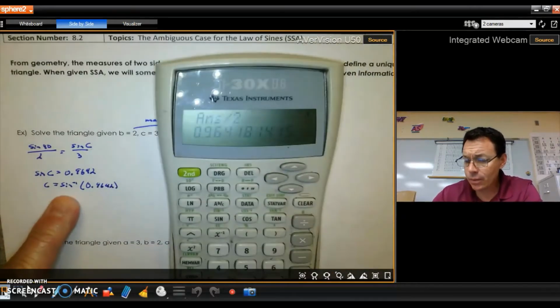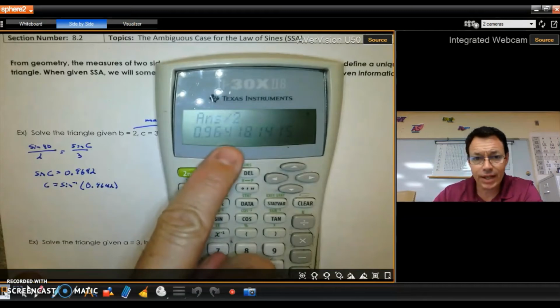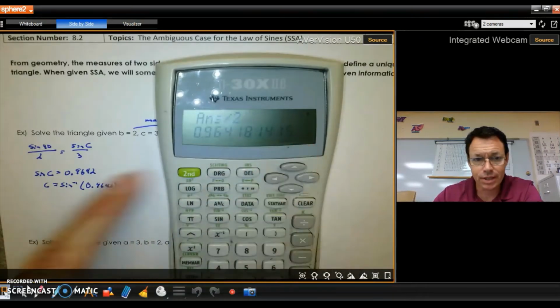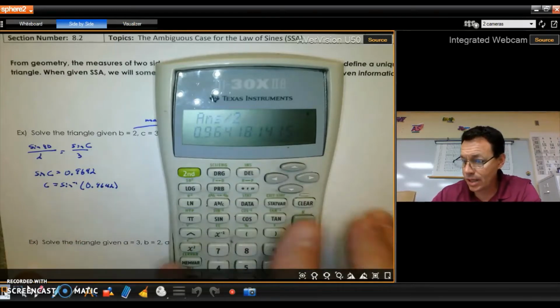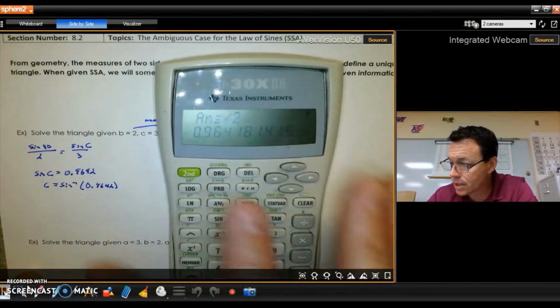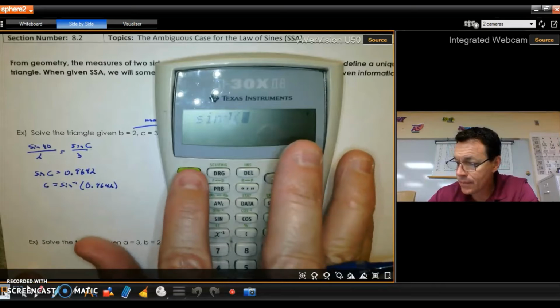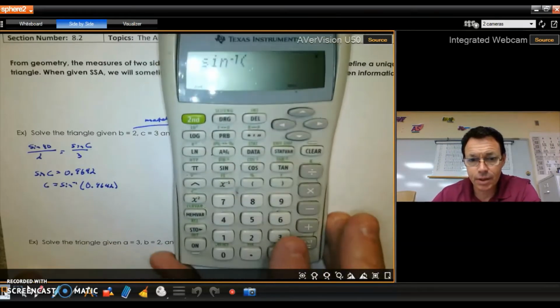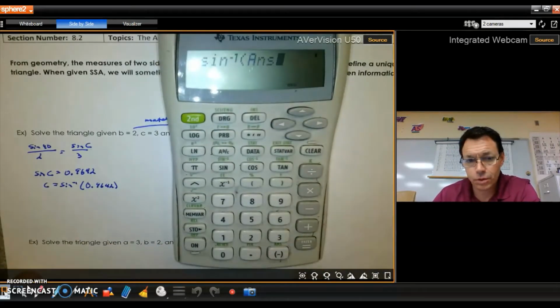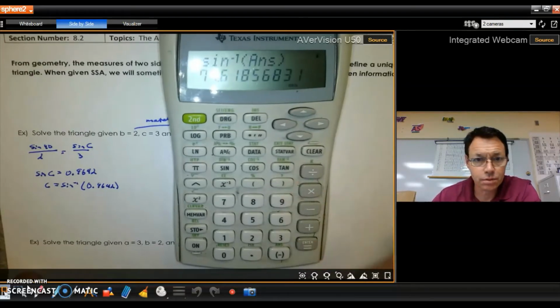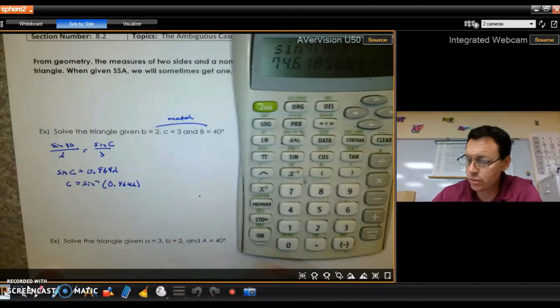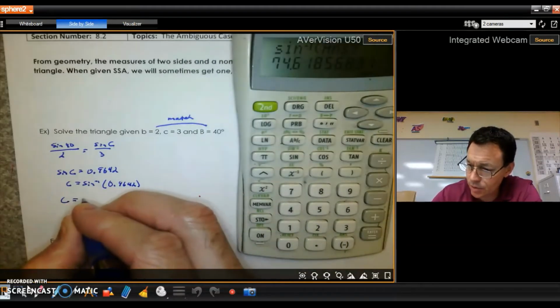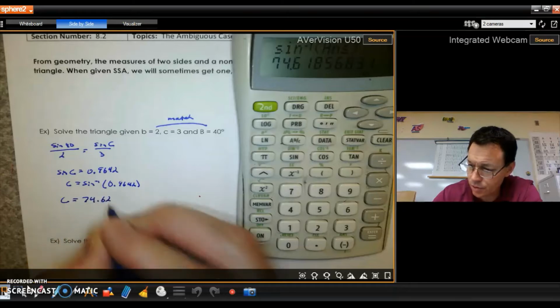Now what I need to do is leave that exact value in the calculator, not my rounded value. I'm going to leave that exact value, and now I'm going to take the inverse sine of that. So second sine, and then I'm going to use my answer button, so it'll plug that exact decimal in, and then equals. And I get 74.62, we'll say. So C equals 74.62.